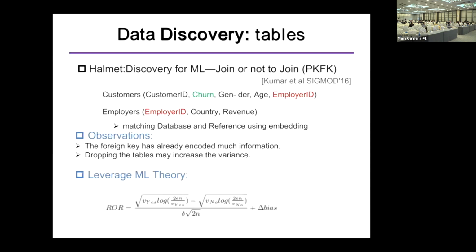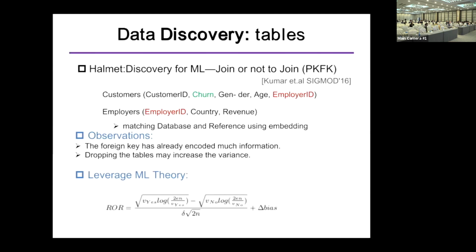Then we come to the Hamlet project. It answers the question of whether the foreign key joins between the base tables and tables in the data warehouse are necessary, with the goal of improving the performance of the machine learning model. If not, some tables in the data lake can be pruned in advance without joining and training, so that the efficiency is improved.